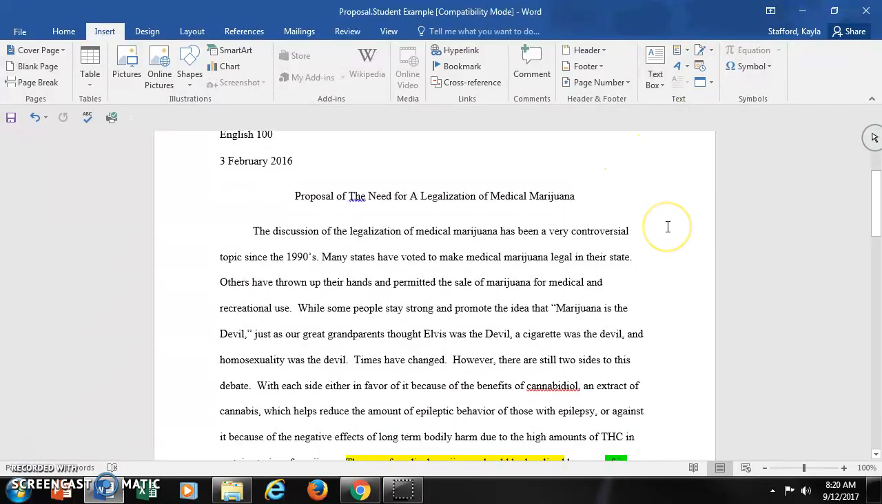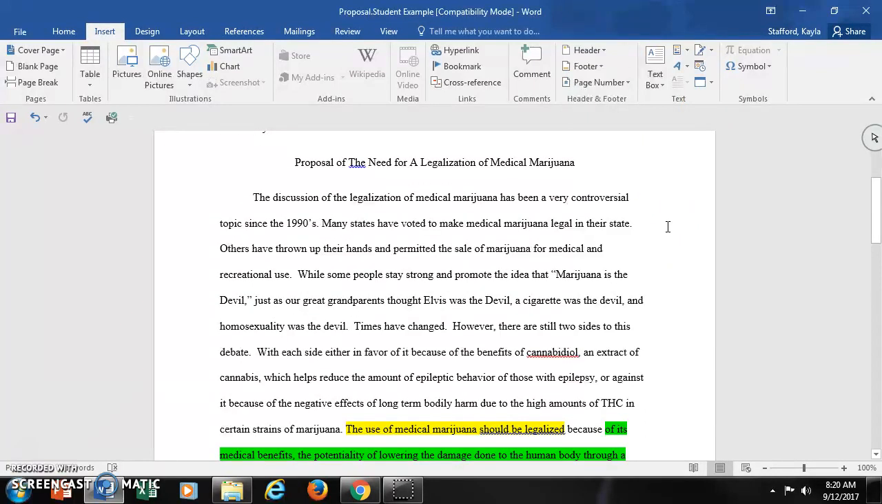The writer then begins with a short summary of the topic as well as the controversy. He spends some time telling us a little bit about why people agree with it and why they don't. He also uses a very interesting hook. Let's read it together. The discussion of the legalization of medical marijuana has been a very controversial topic since the 1990s. Many states have voted to make medical marijuana legal in their state. Others have thrown up their hands and permitted the sale of marijuana for medical and recreational use.